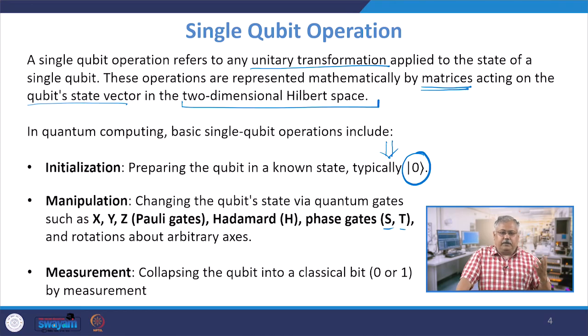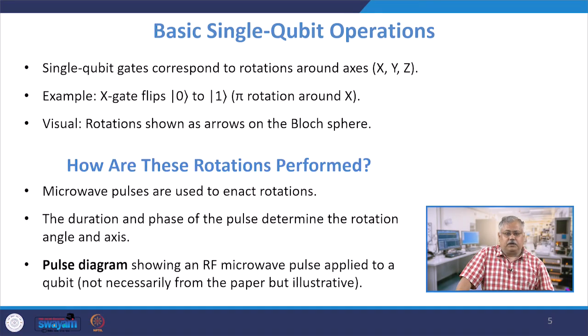Now, measurement is quite an interesting one. In measurement, you want to collapse the qubit into a classical bit. What does it mean? It effectively means that when it is in a quantum state, you are not aware of its exact value, but when you convert it into a classical bit using proper measurement, its value is well known to you for all practical purposes. The measurement value is what we obtain when we do a single qubit operation.